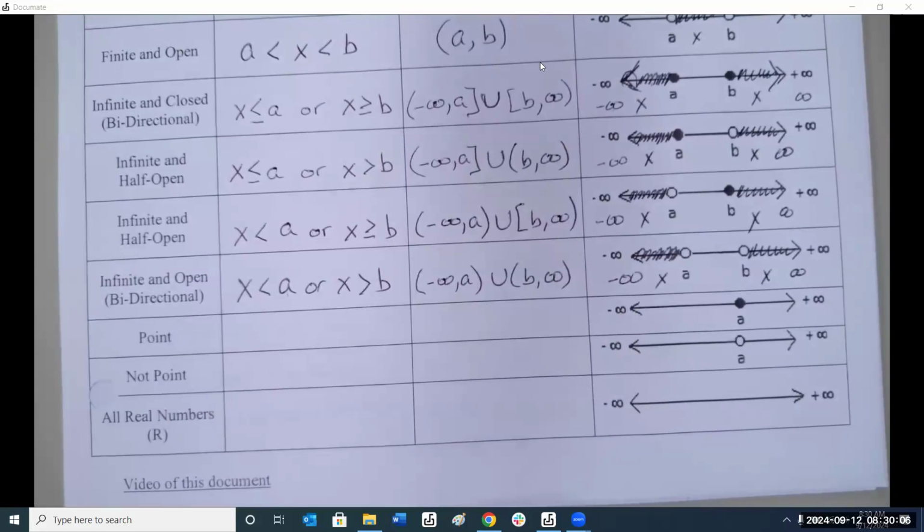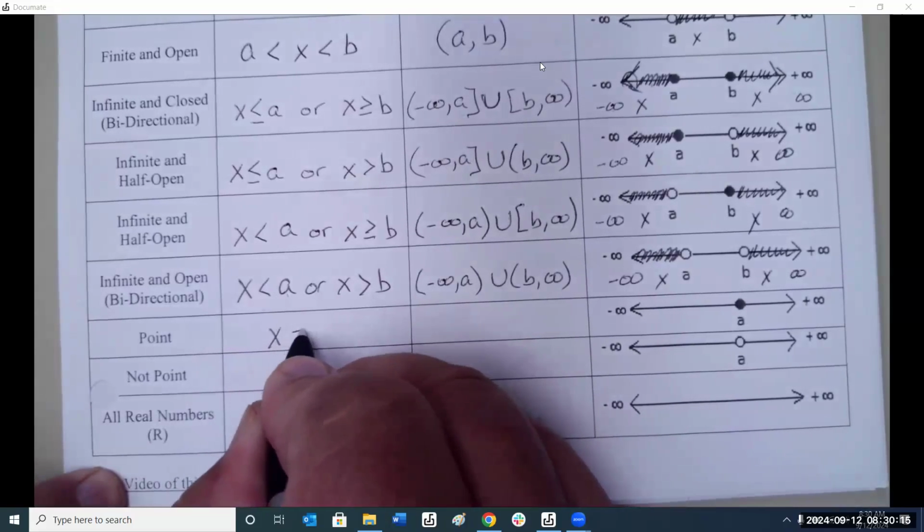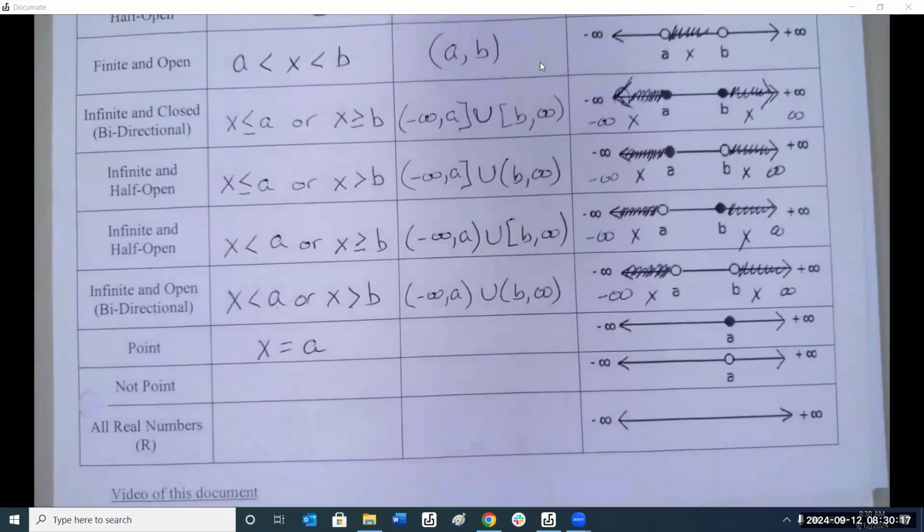Now this is where most people get mixed up. How would I do the next one? x equals a. How would I do it as interval notation?